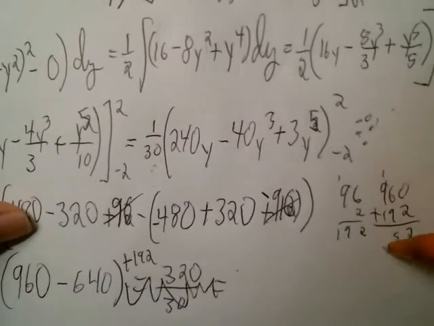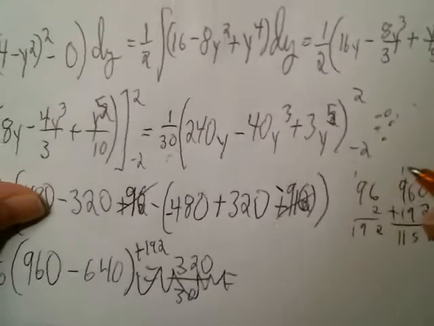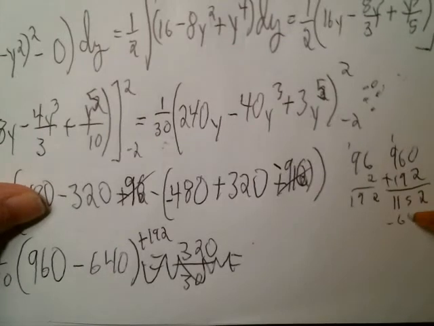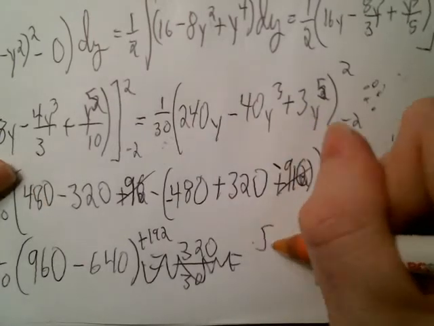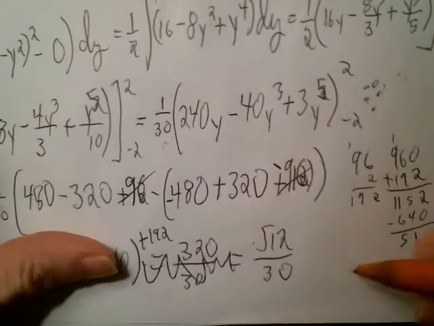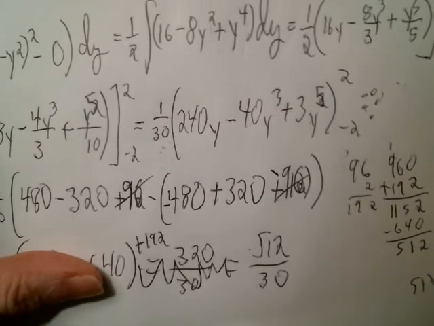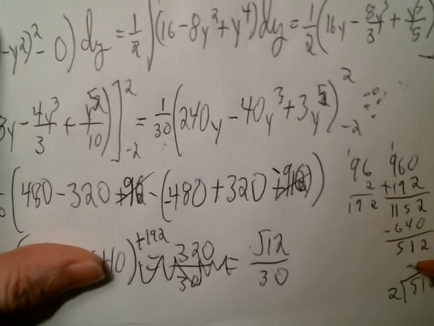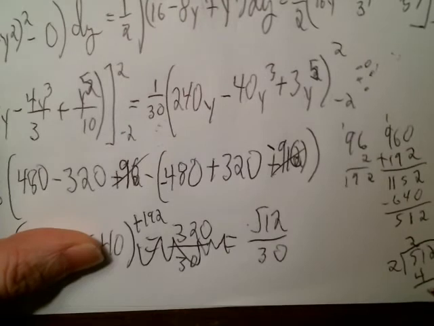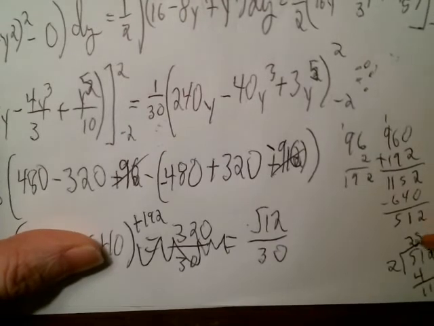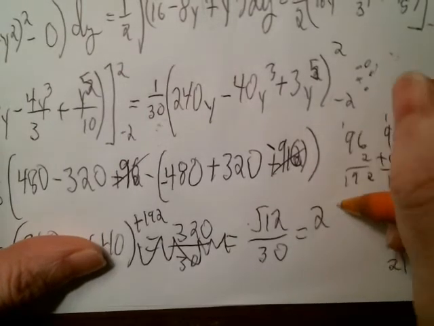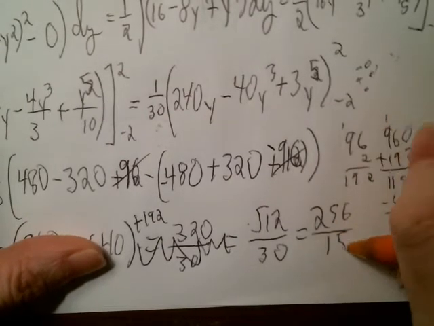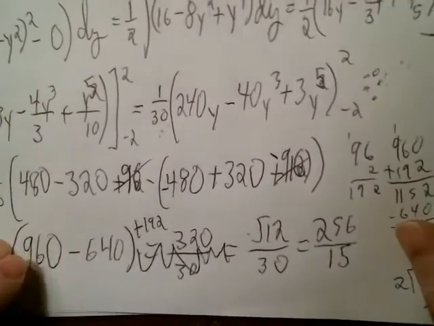is 1152, minus 640 is 512, all over 30. 512 divided by 2 is 256, that's it. 256 all over 15. My apologies. I hope you fast forwarded. But there it is. Okay, next.